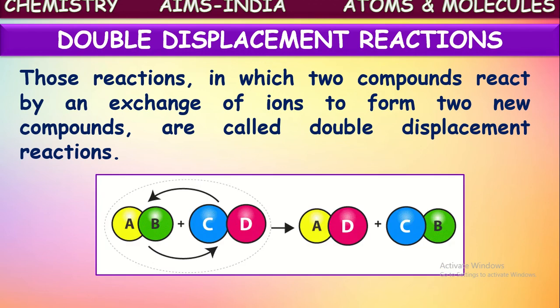See the example shown diagrammatically: a compound AB combining with another compound CD. Here the ions are exchanged between these two compounds. So D is coming and combining with A, and B is coming and combining with C, so that two new compounds are formed. We can say the chemical reaction in which two compounds exchange their radicals mutually to form two new compounds is called a double displacement reaction.